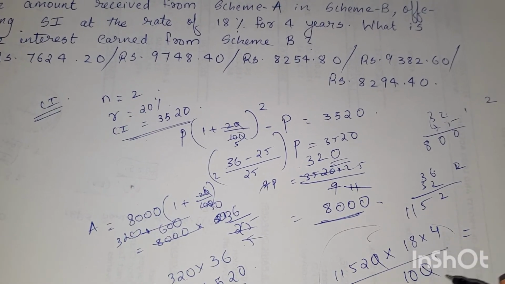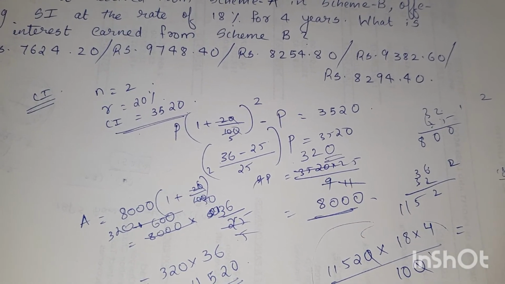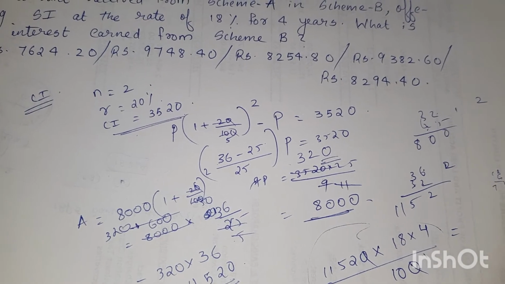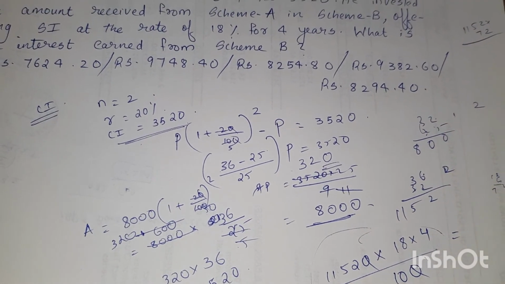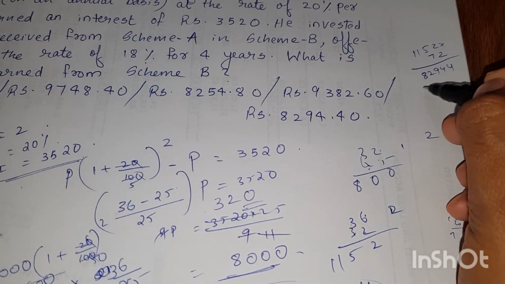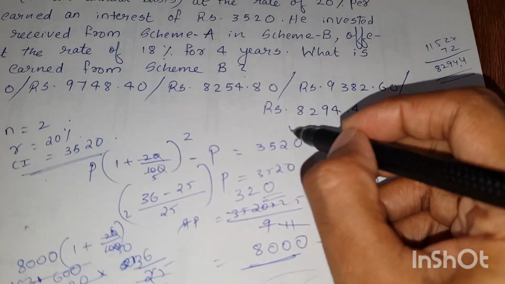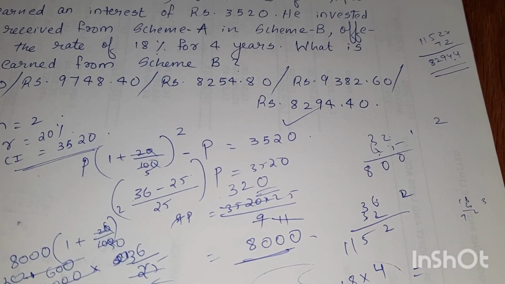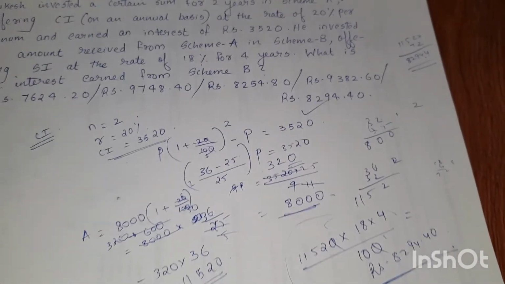How much is it? It is given that 18 into 4, we know that is 72 into 1152. So 1152 into 72 we will get 82944 by 10. So 8294.4. So this is the answer: rupees 8294.40 is the interest earned from scheme B.